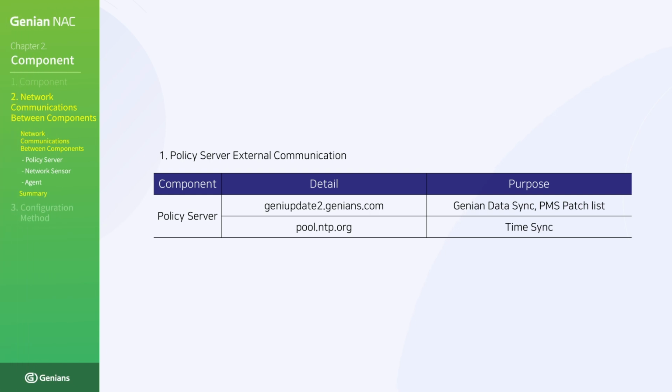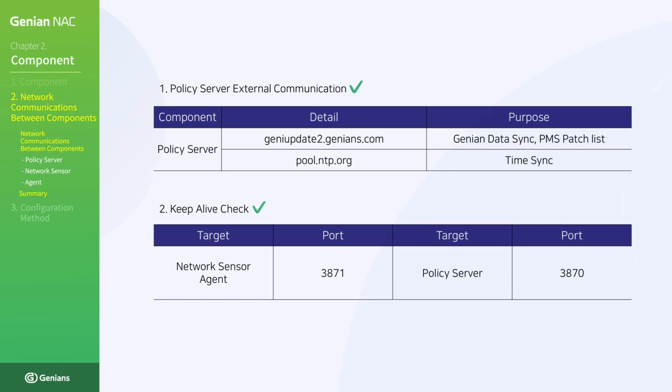First, the policy server must communicate over the network to receive services provided by Genions. Second, for Keep Alive communication to verify operational status, it uses UDP 3871 and UDP 3870 ports.